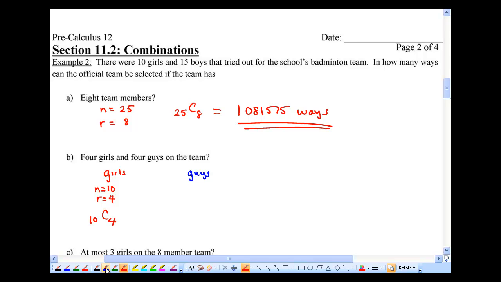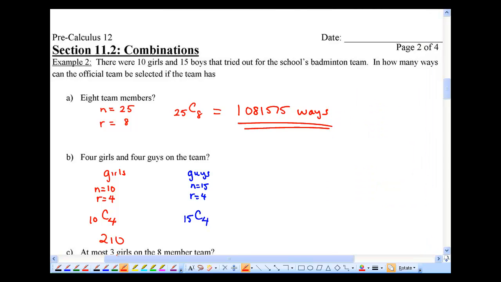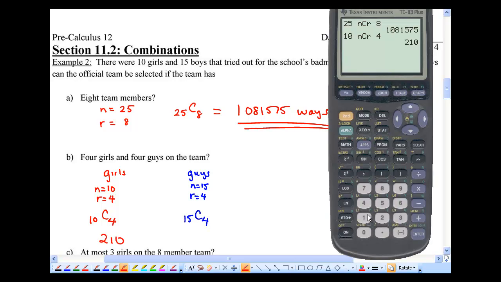Well, how about the guys? There's 15, right? And then we want to find 4 of them. So that's 15 choose 4. Now, think about what these numbers are. I guess we can calculate them using our calculator. So I'll just go 10 choose 4. That's 210. Okay, that's cool. And then 15 choose 4. We got 1,365.